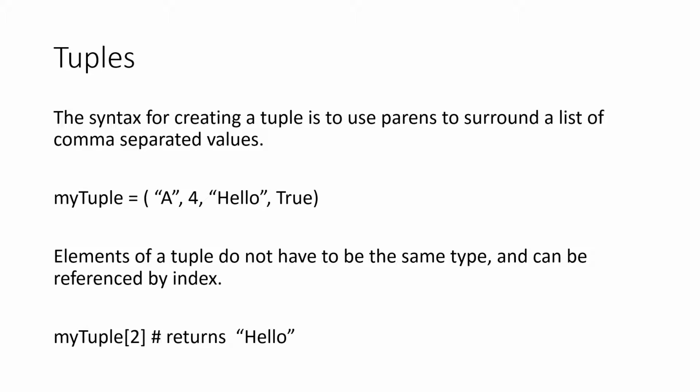Now, to create a tuple, you use the syntax of surrounding a list of comma-separated values by parentheses, or parens. In this case, you can see we're creating a tuple called myTuple, and we're setting that equal to the string A, the number 4, the string hello, and the Boolean value true. Like a list, elements of a tuple do not have to be the same type, so you can have a mixed tuple like this. And they can also be referenced by index. So if we reference myTuple sub 2, that would go to the 0, 1, second index, which is the word hello. It would return the string hello.